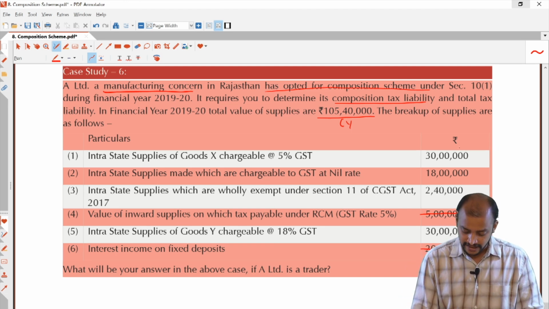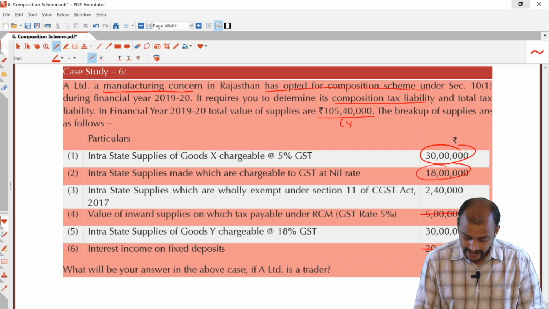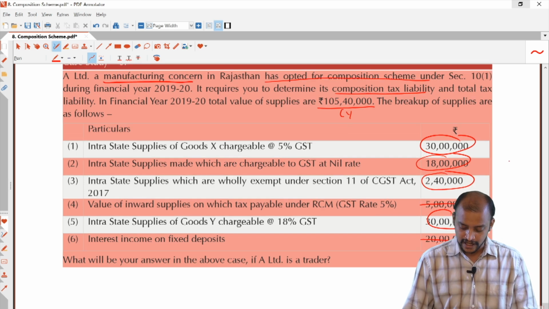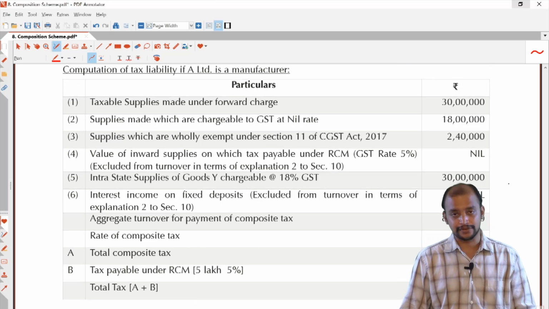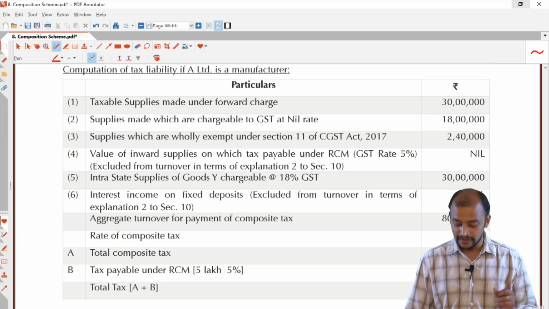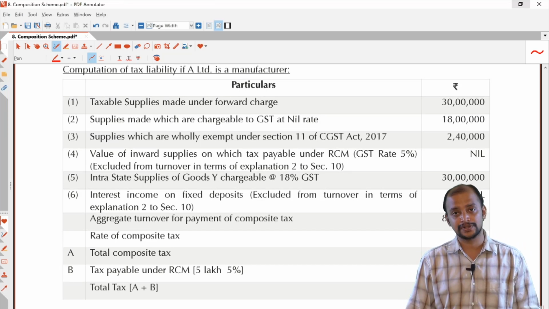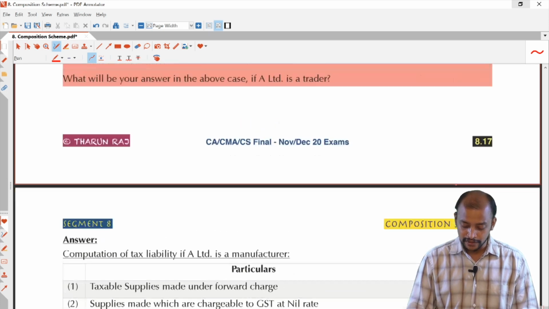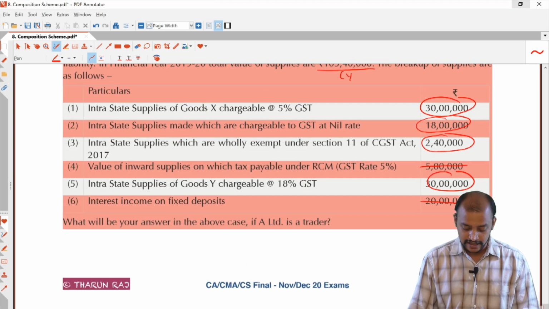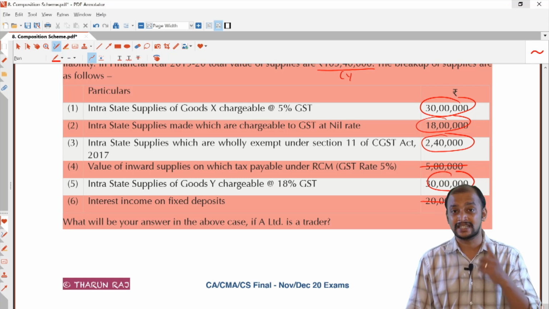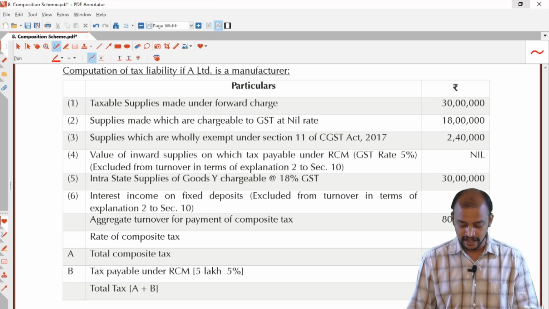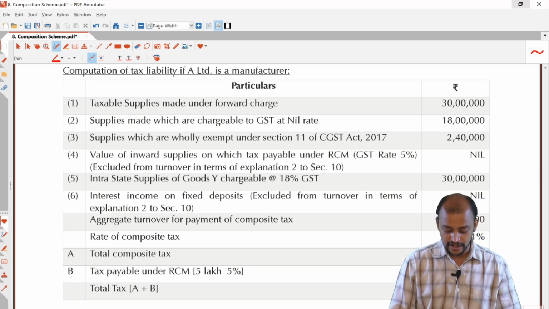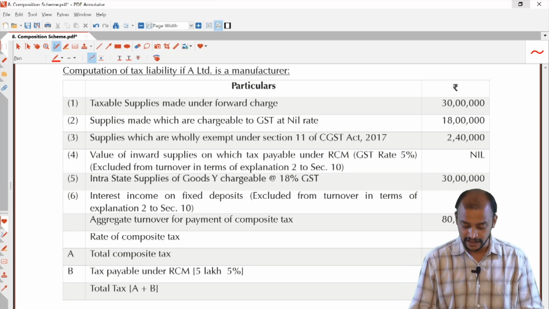So this 30 lakhs, 18 lakhs, then this 2,40,000 and 30 lakhs. So that comes to 80,40,000. On that 80,40,000, we will multiply 1%, that is 80,400, plus with respect to this inward supply, that is 5 lakhs, we need to pay GST under RCM at the normal rate. So 5 lakhs into the normal rate of 5% is 25,000. So 1,05,400. This is how the liability will be determined.